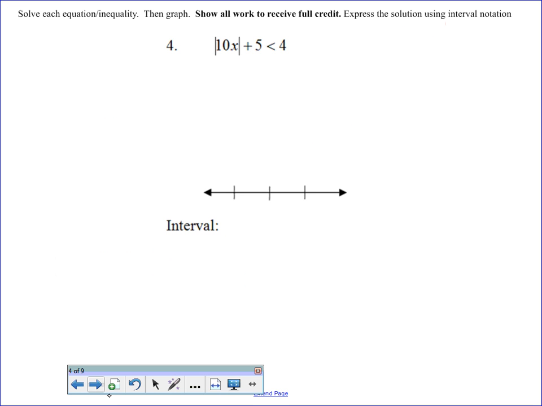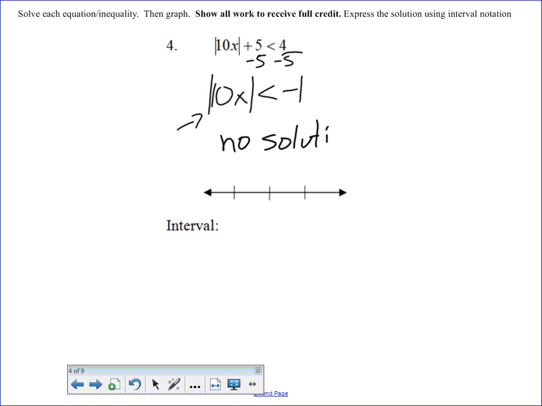All right, for this one shouldn't take long. Have to isolate the absolute value, subtract 5 from both sides. I get the absolute value of 10x is less than negative 1. Now remember, absolute value always, if we apply the function, we always get a positive answer, and we cannot have a positive number less than a negative number, so this is no solution. We can either write an empty set, or accept either of those answers.